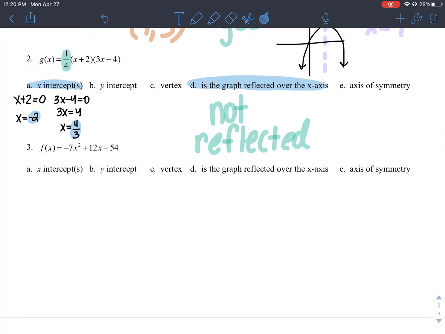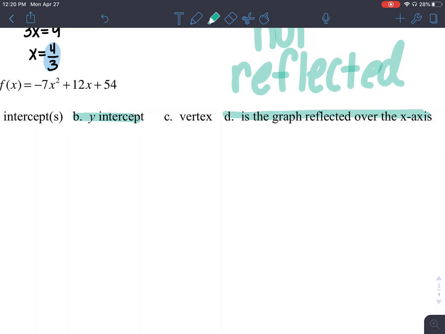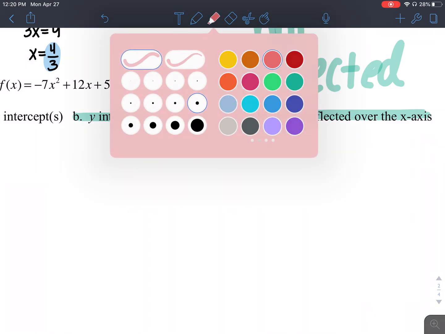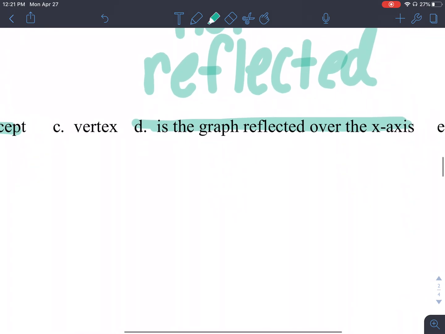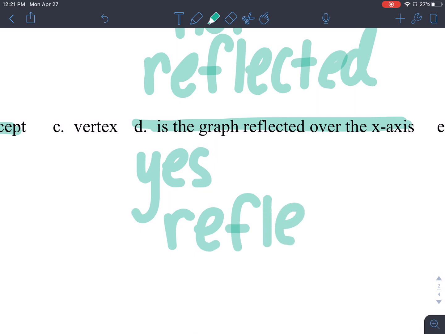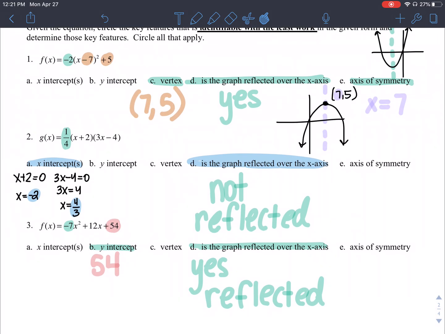And then last but not least, that one's in standard form. So in standard form, I can tell my y-intercept, and I can always tell if it's reflected. So for the y-intercept, we talked about that being your constant at the end. So my constant at the end is 54. Reflected, I'm looking at that a value. That's a negative a value, which means it is reflected. And that's a review of your key features of quadratics.